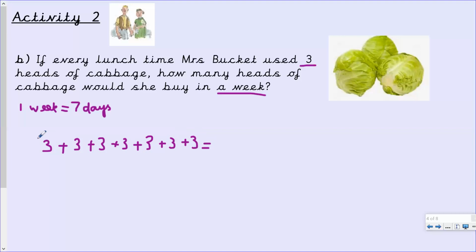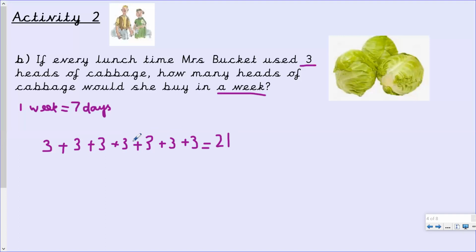So how many heads of cabbage would you need for the whole week? Have a go at counting these in 3s by yourself and play the video when you're ready and we'll count together. Okay, let's start with 3, 3, 6, 9, 12, 15, 18, 21. So she would need 21 heads of cabbage for that week.